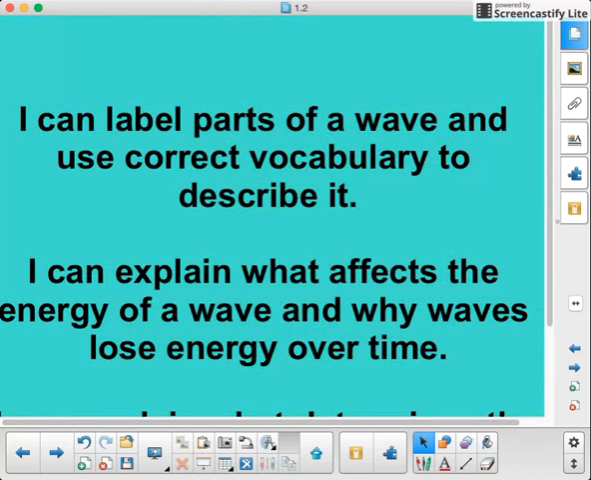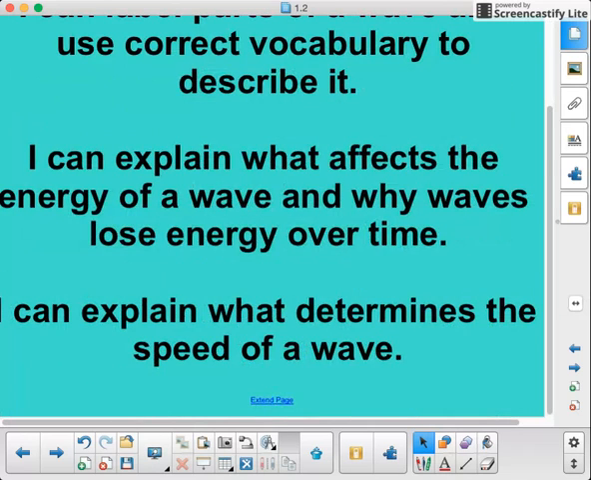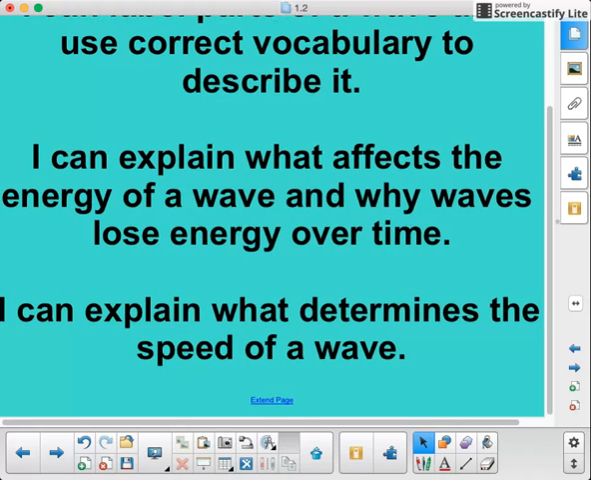The first is, I can label parts of a wave and use correct vocabulary to describe it. The second learning target is, I can explain what affects the energy of a wave and why waves lose energy over time. And the third learning target is, I can explain what determines the speed of a wave.